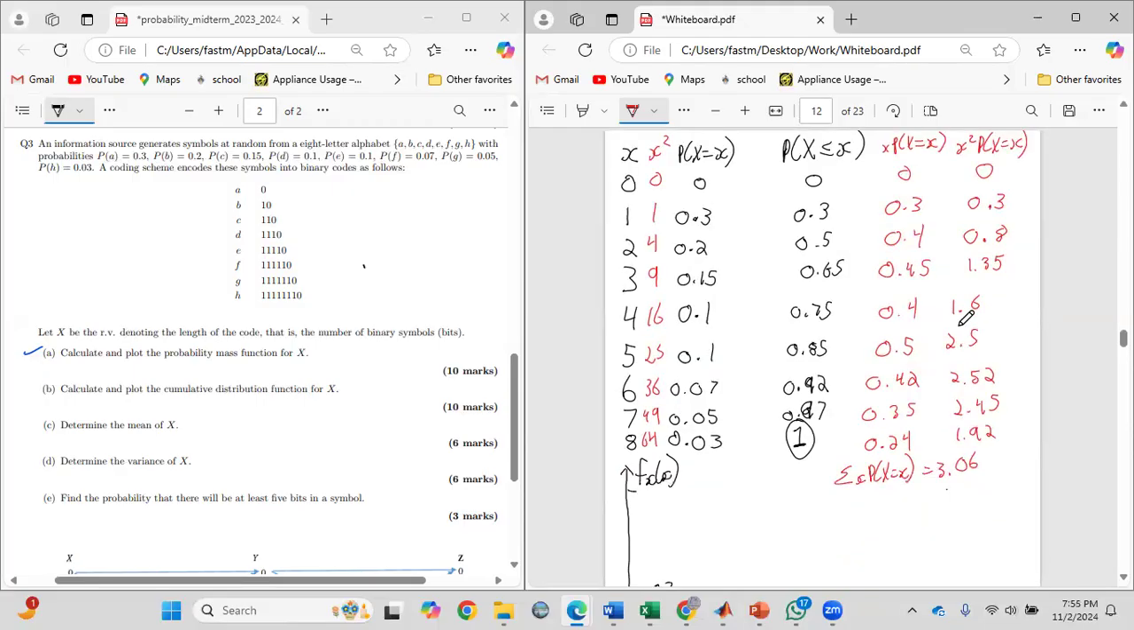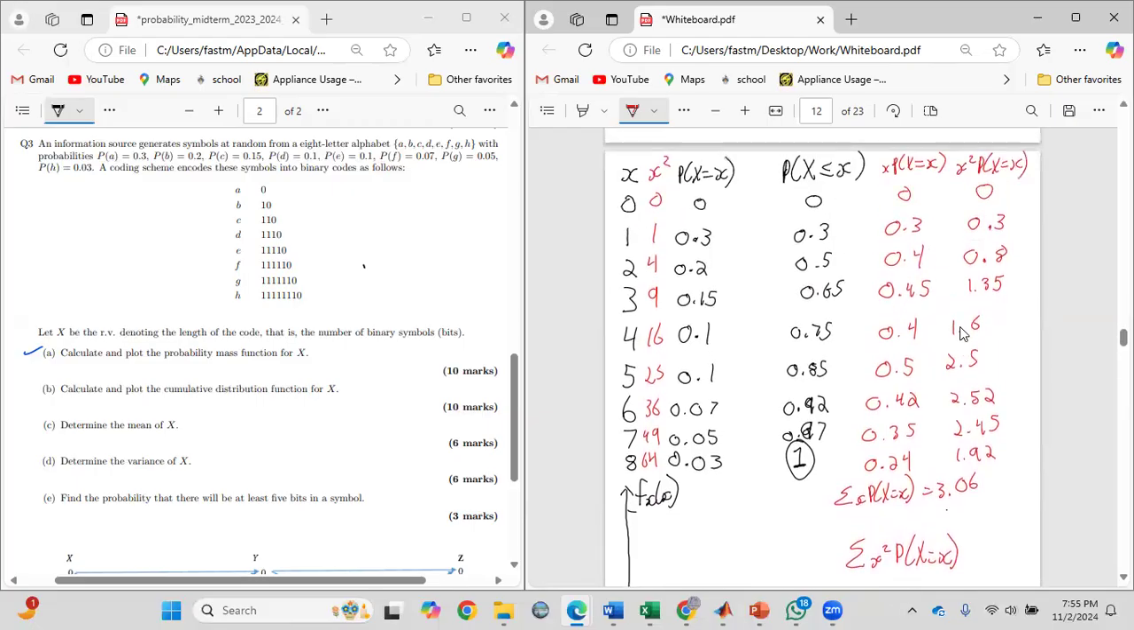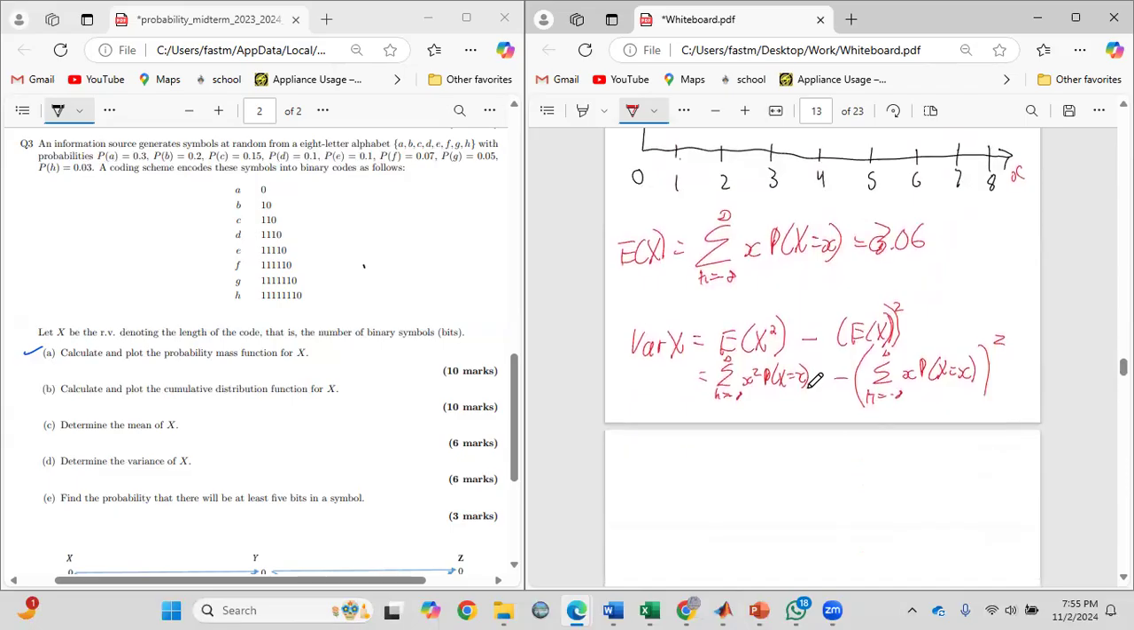And now the last thing we have to do is get the sum of x squared by the probability x is equal to x. So we add all that: 0 plus 0.3 plus 0.8 plus 1.35 plus 1.6 plus 2.5 plus 2.52 plus 2.45 plus 1.92. And we end up with 13.44. I hope I didn't make an error there, but we're fine. So therefore, we have 13.44. So we could finally get the variance.